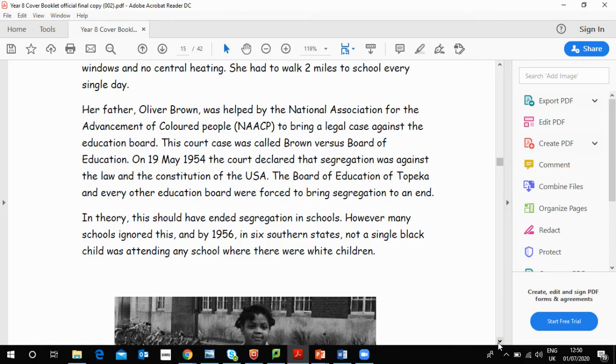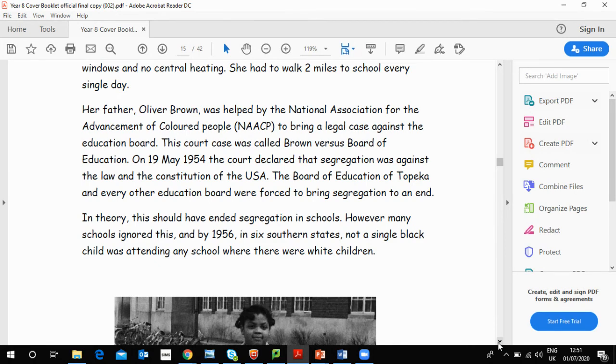Now, the Constitution are the laws that run and govern the USA. The Board of Education of Topeka and every other education board were forced to bring segregation to an end. Now, in theory, this should have worked, but we know back then America was a very racist and very divided country, and those southern states that we looked at last lesson with those Jim Crow laws, those Confederate states, they would still have an issue with this.